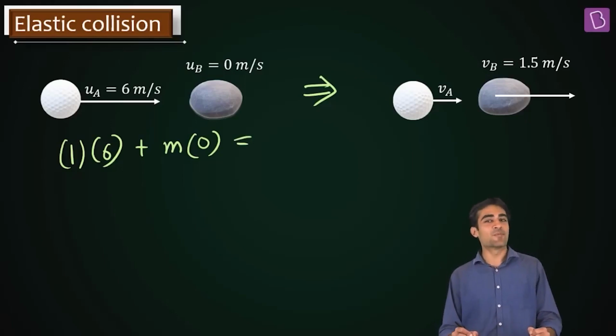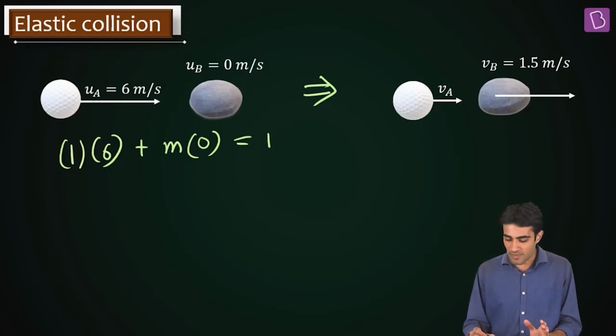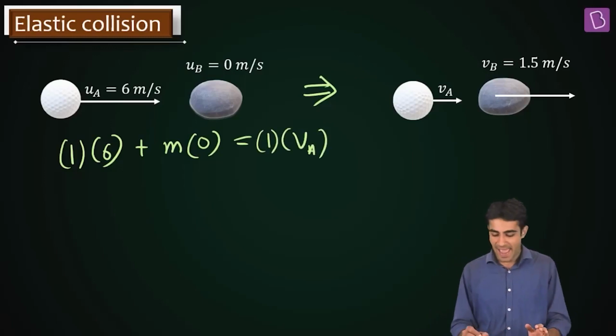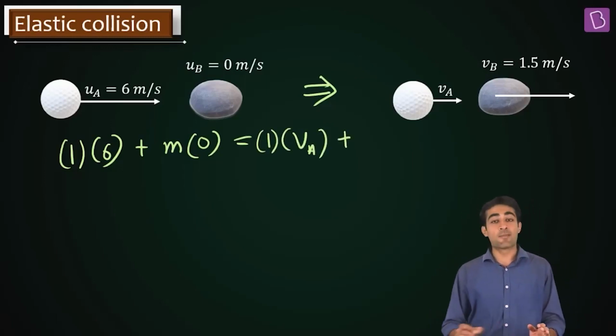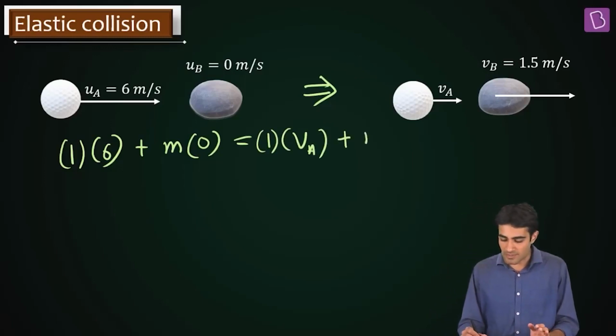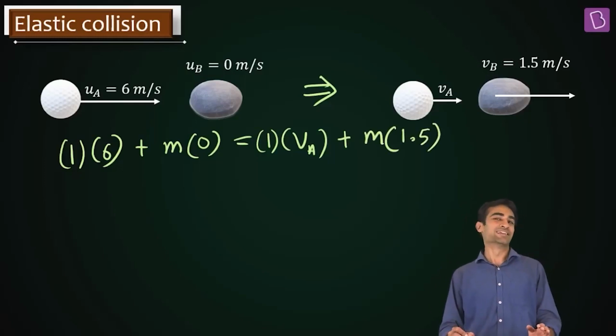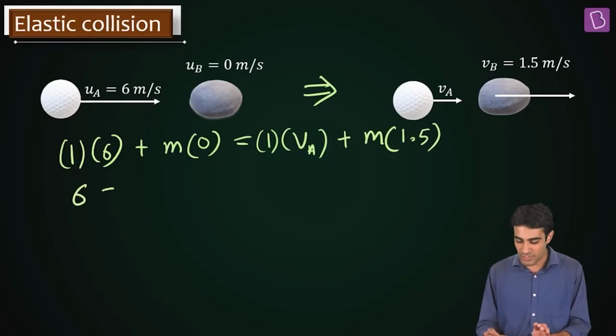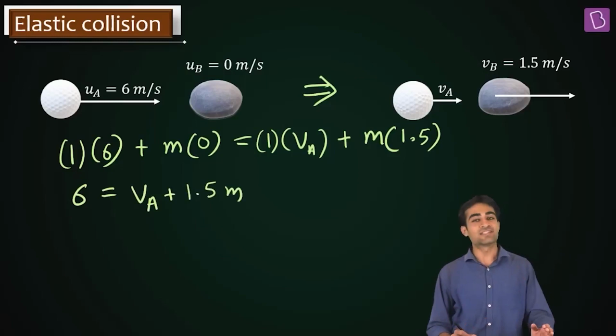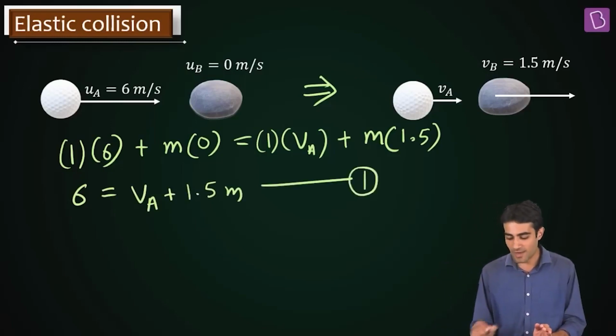Now, final momentum of the system. For this, we write the momentum of the ball plus the momentum of the stone. Momentum of the ball is mass of the ball times the final velocity of the ball, which is VA. And then we have the momentum of the stone, which is the unknown mass of the stone times 1.5, the final velocity of the stone. Agreed. So this is the first equation: 6 = VA + 1.5m. We will call it equation 1.